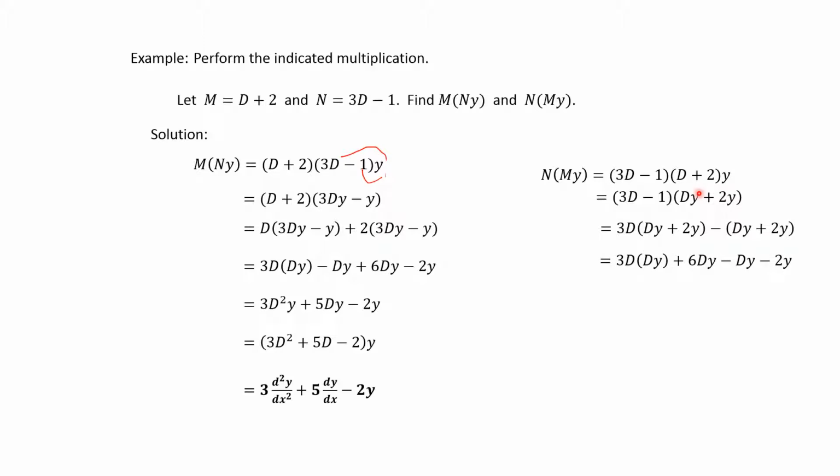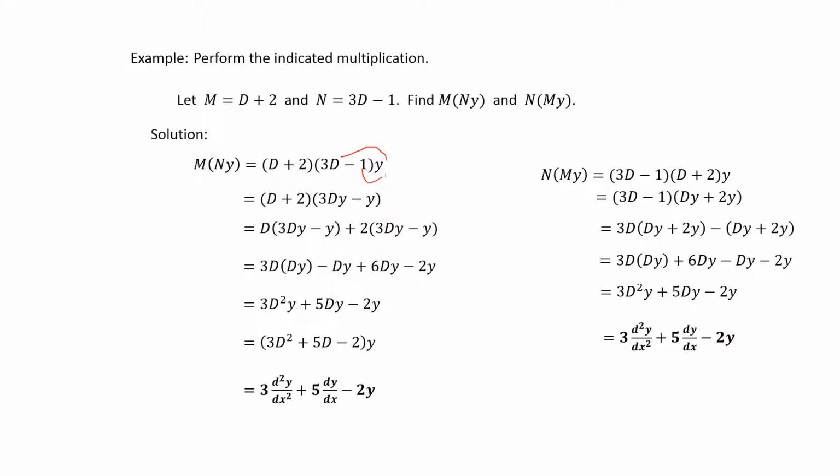And then, okay, distribute the 3D times Dy, and then 3D times 2 is 6Dy, and then minus Dy minus 2y. Now, what is 3D times D? That's the same as 3D squared y. 6Dy minus Dy is the same as 5Dy, and then minus 2y. And then, factoring, of course, this will be the same as 3 times the second derivative of y with respect to x plus 5 times dy/dx minus 2y.